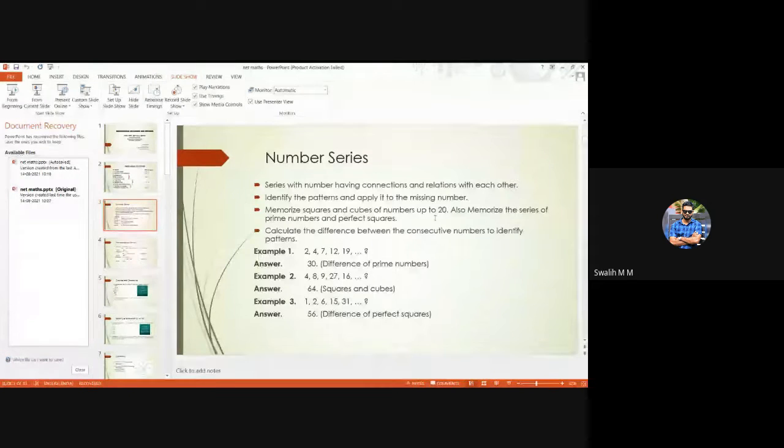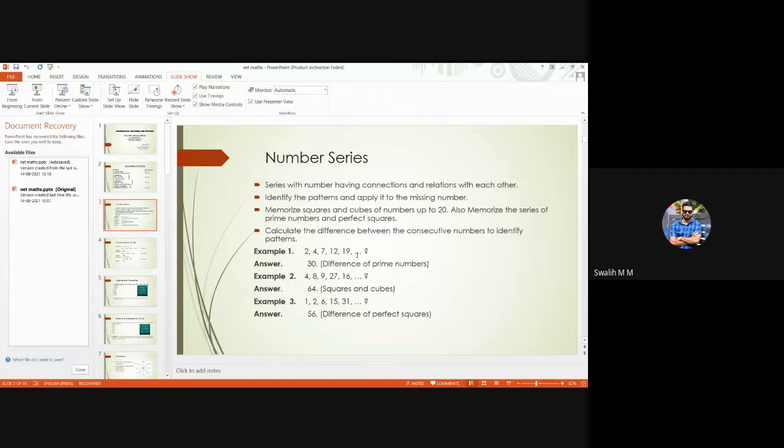In the number series, we'll find a group of numbers like this: 2, 4, 7, 12, 19. They'll give a series, and this series will have a relation between each number. You have to find out what the relationship is and find the missing number. That is the question format. There will be a pattern in the numbers given, and we have to identify that pattern and find the missing number.